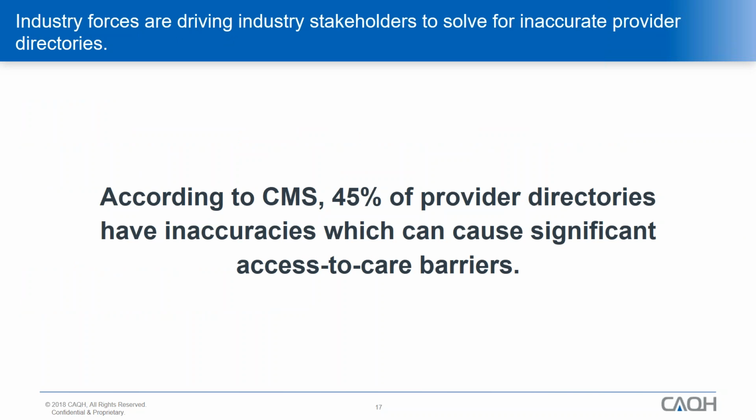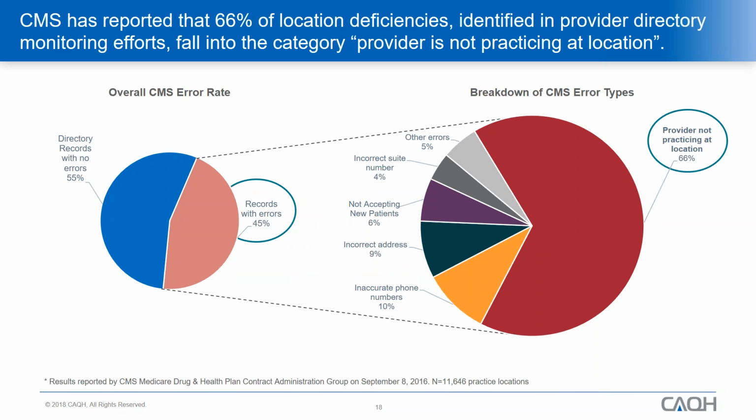So according to CMS, 45% of provider directories have inaccuracies, which can cause significant access to care issues. So this is a big deal. Patients who are looking for doctors can't find them because the address is wrong or the phone number is wrong or something in the listed directories is inaccurate. So CMS is really creating the driving force behind this need for health plans to confirm this information. I'll talk a little bit about what they found.